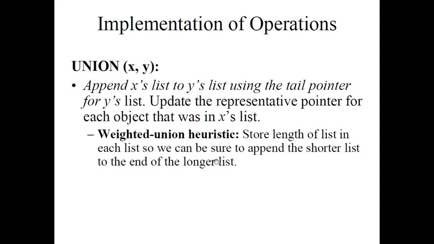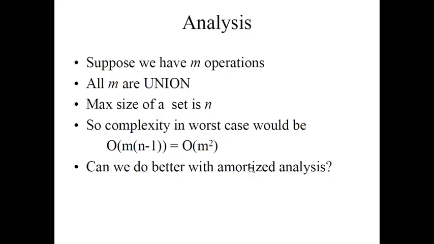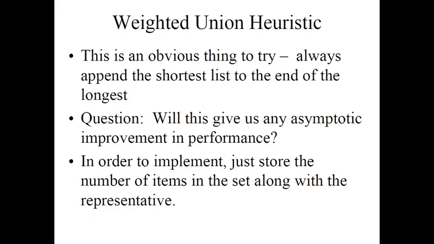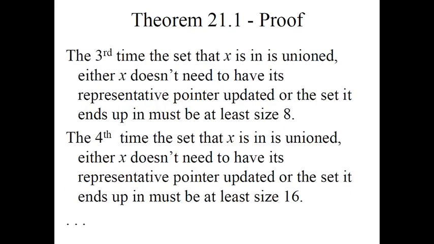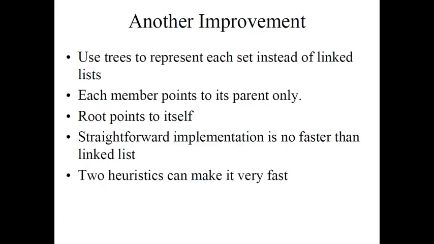Then the weighted union heuristic is actually not in the syllabus, that is why I am skipping that. And here this is going to be the union of those two previous sets. Here you can see, using the tail pointer, we have taken the union. Okay, this is just for your information. All these were not part of your syllabus. The next one is how we can make the optimization for the union, make set and find set operations.